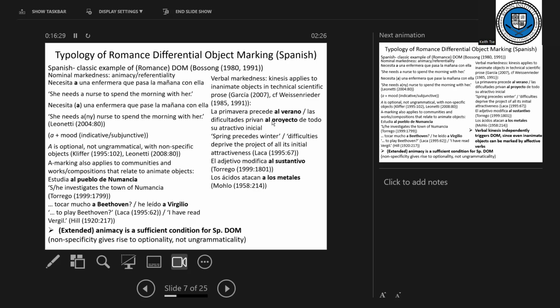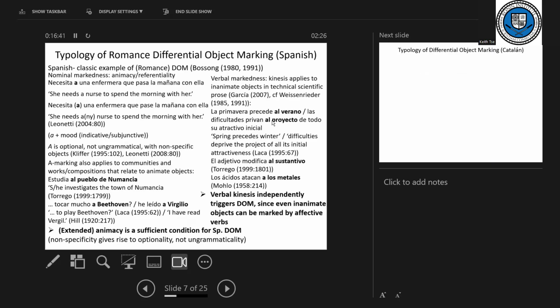Also, in grammatical prose, el adjetivo modifica al sustantivo, los ácidos atacan a los metales, etc. So here, verbal kinesis seems to independently trigger DOM because inanimate objects can be marked by these highly transitive verbs. So verbal kinesis can also be seen as an independent criterion for DOM in Spanish.